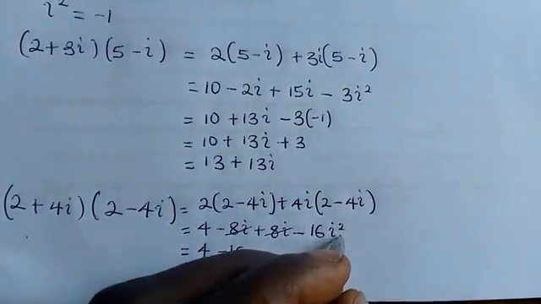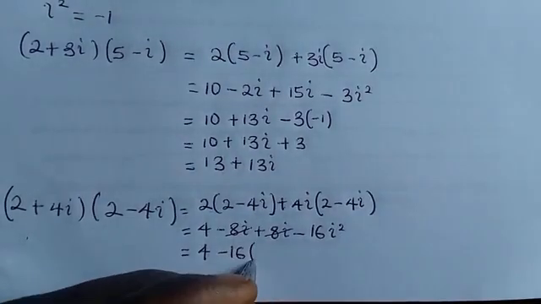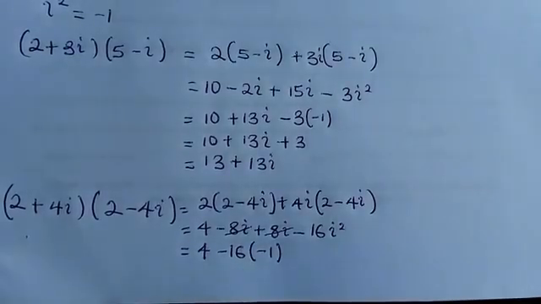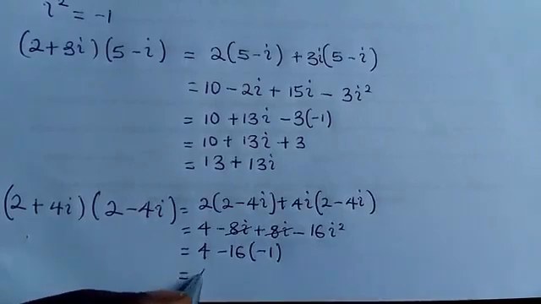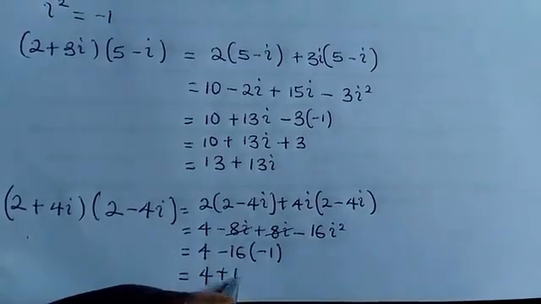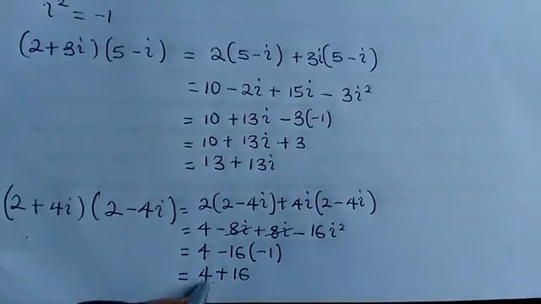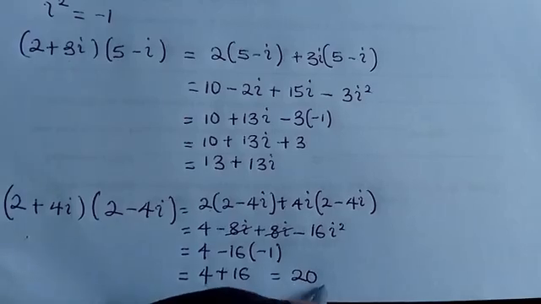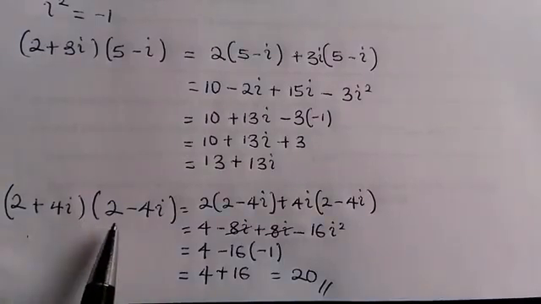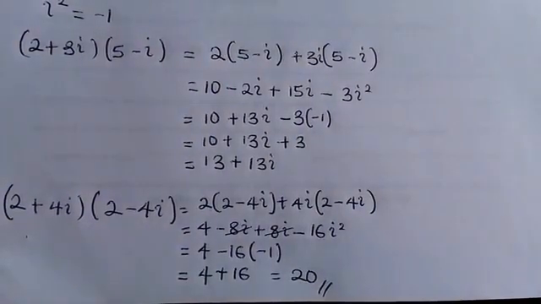Remember that i squared is equal to minus 1. So we are going to have minus 1 in place of i squared here. And in the next step, we have 4 minus 16 times minus 1 is plus 16. And 4 plus 16 is equal to 20. So 20 is the answer for the product of 2 plus 4i and 2 minus 4i.